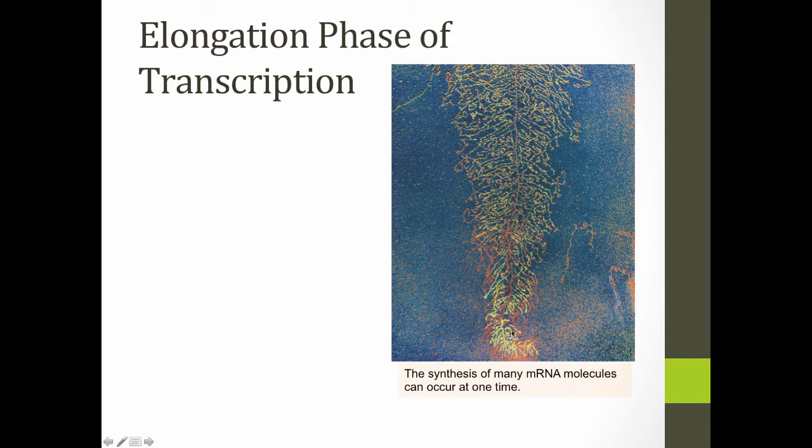And you can see this here. So this is synthesis of many mRNA molecules. So transcription would be starting down here, and it would be getting longer and longer, and the little red blobs, I believe, are proteins. So I think these are the ribosomes that are attached, and the new proteins are being made coming out simultaneously.